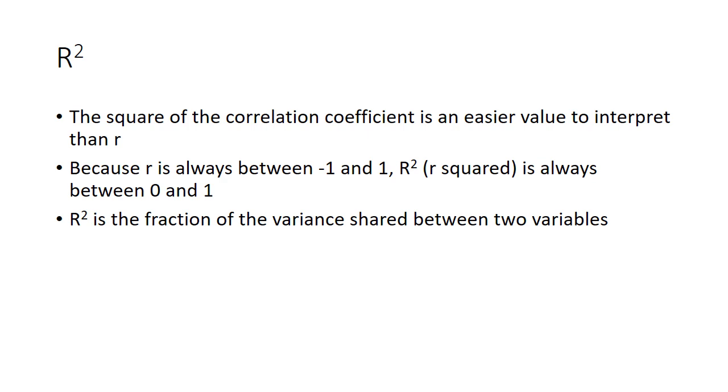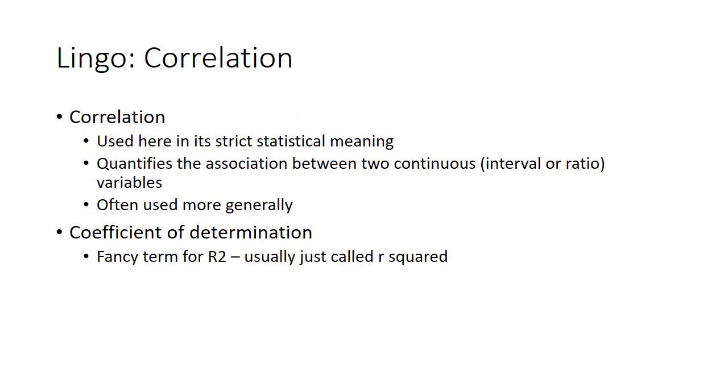two variables. And again, correlation is going to be used here in the strict statistical meaning, quantifying that association between two continuous variables, whether interval or ratio, doesn't really matter as long as they're continuous. Again, this is oftentimes used more in a general sense of the term, but when we're talking about the R squared value, that's also called the coefficient of determination. And again, that's telling us the percentage of variation explained in one variable via the other, right? So if the R squared value was, say, 0.77, that means there's 77% covariation between those values.